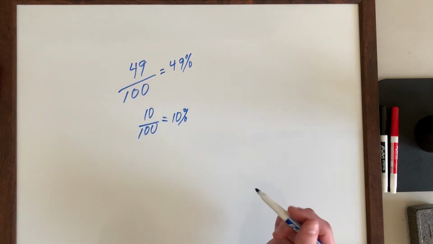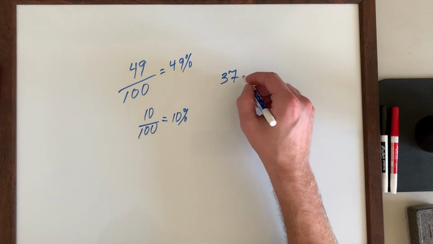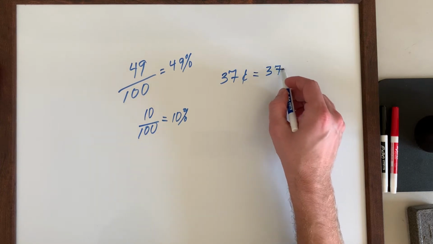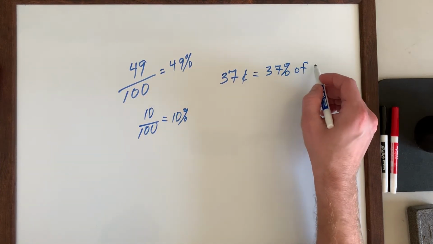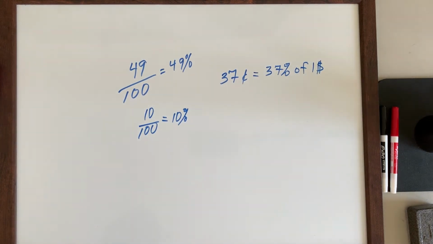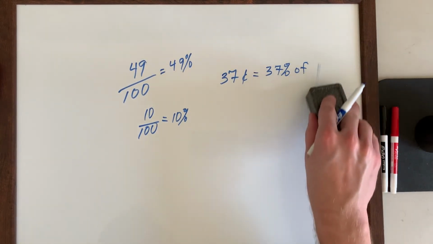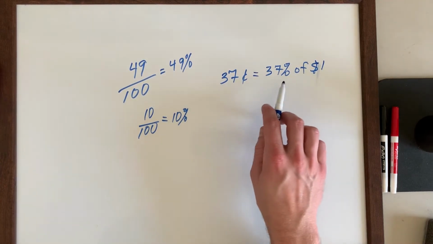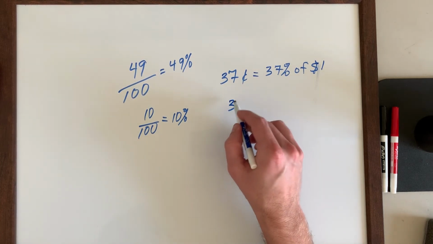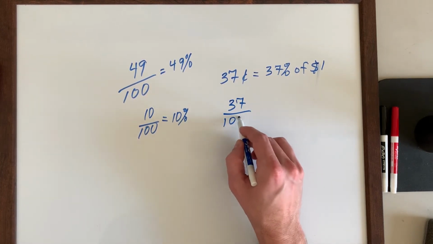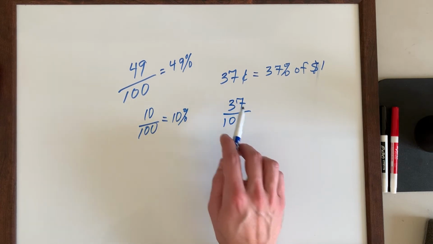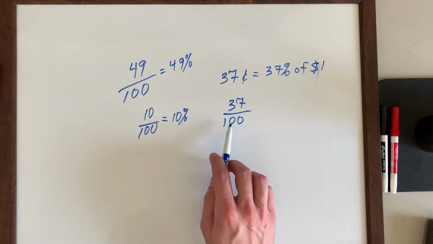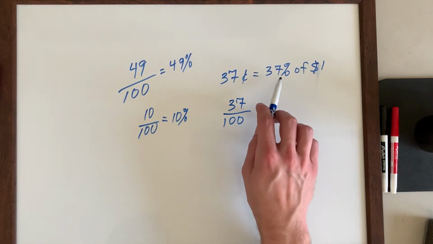And again, pennies are a great way to think about this. If you have 37 pennies, I'll just say 37 cents, okay? That is 37% of $1. Okay? 37 cents is 37% of a dollar because you have 37 pennies out of a dollar has 100 pennies. 37 out of 100, this is how many parts we have out of 100. 37 cents out of the 100 cents to make a dollar, 37%.